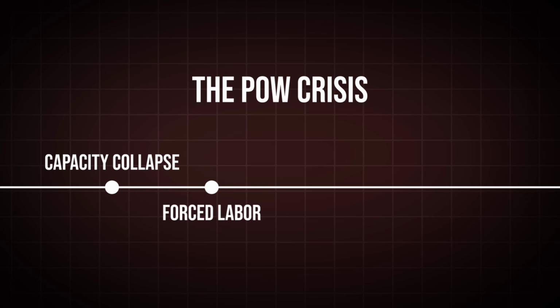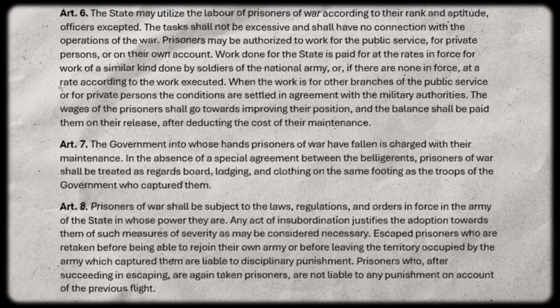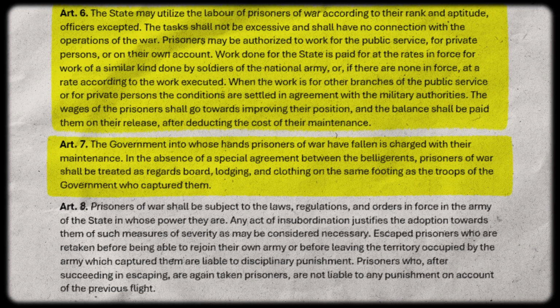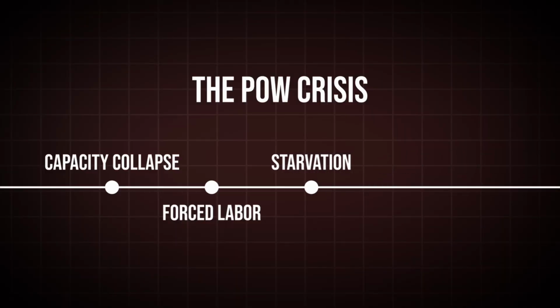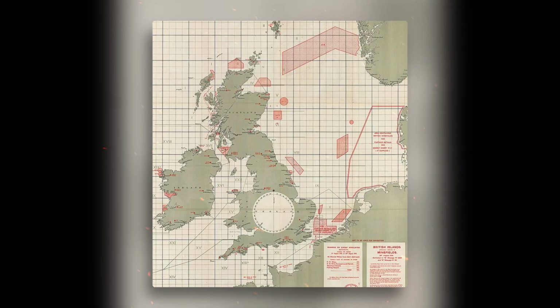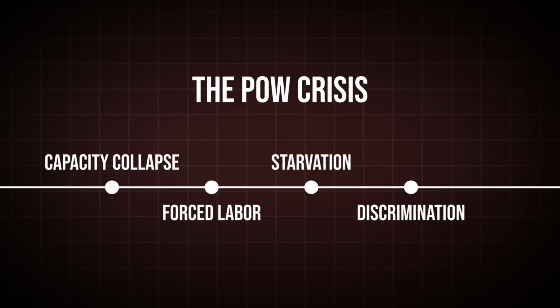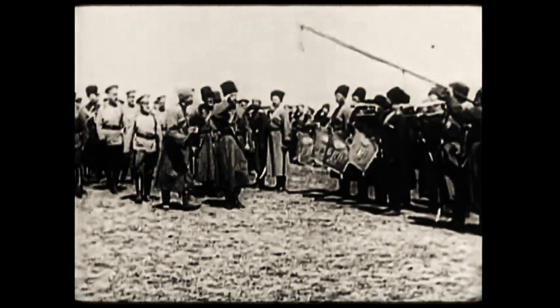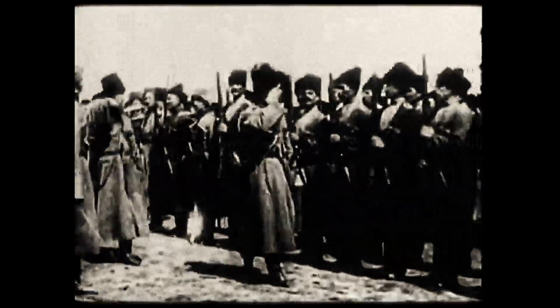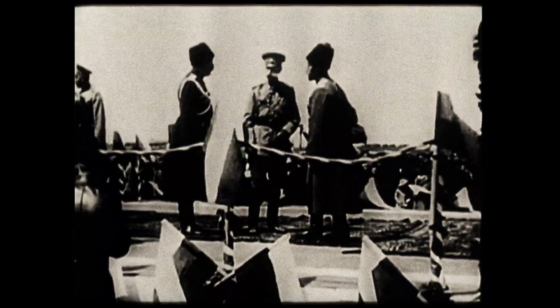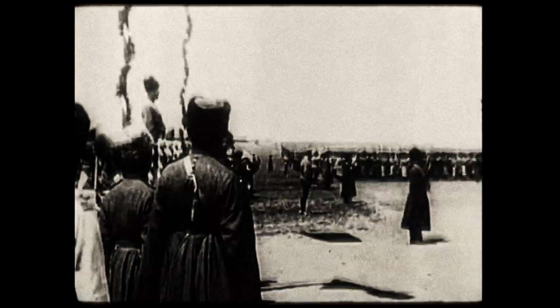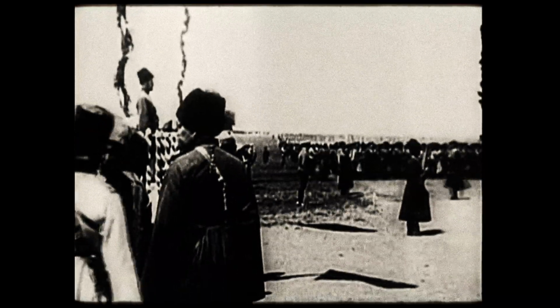Second, forced labor became routine. Although some non-military labor was technically permitted, prisoners were frequently compelled to dig trenches, clear minefields, and perform dangerous work close to the front. Third, starvation spread. The British blockade and the economic disintegration of the Central Powers meant that prisoners often starved alongside civilian populations. Finally, systemic discrimination emerged. Russia implemented a tiered POW system, treating Slavic prisoners relatively well, while sending German, Hungarian, and Jewish captives to brutal labor camps in Siberia and Central Asia.